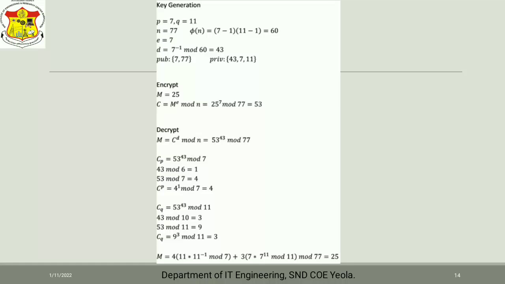Find out the value of n. N is equal to P into Q. Then calculate phi of n, that is P minus 1 into Q minus 1. Then choose the value of E, that is encryption key. Here it is 7. Find out the value of D. Then encrypt the message by using m raised to E mod n. The ciphertext value, that is C is equal to 53. And after decryption, m is equal to C raised to D mod n. The plain text value m is equal to 25.